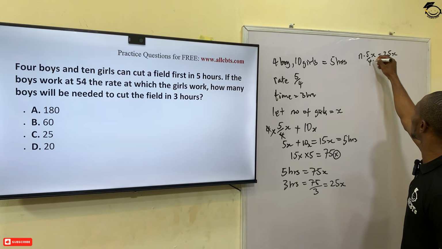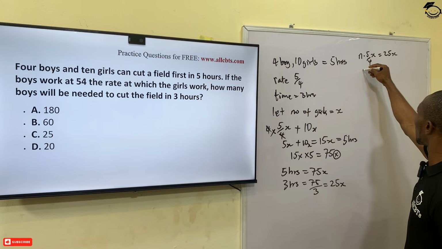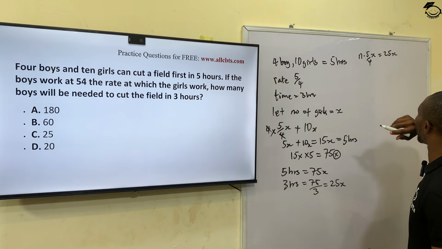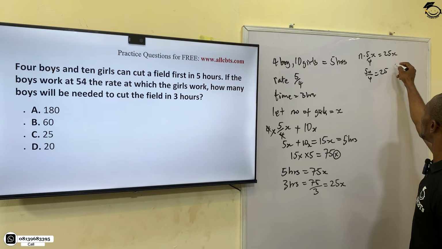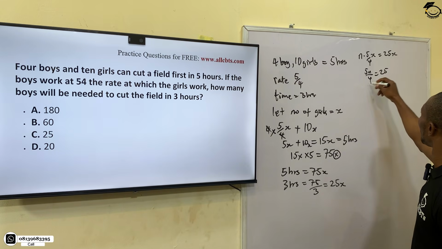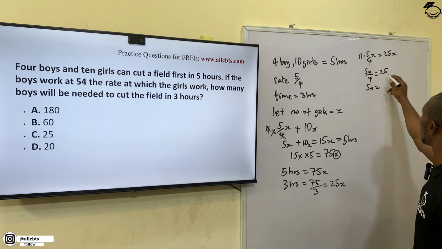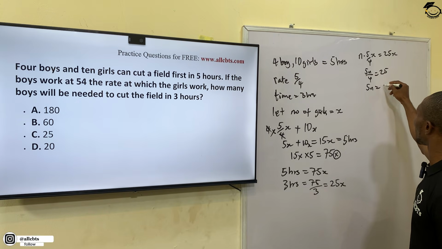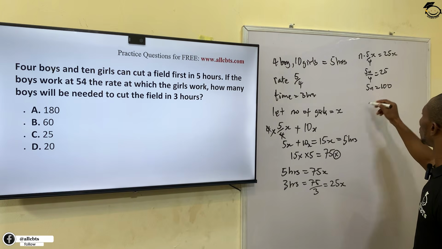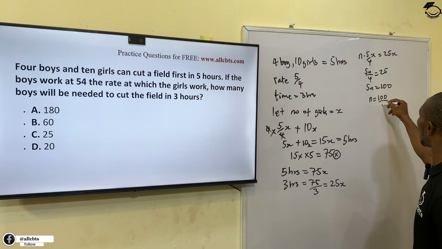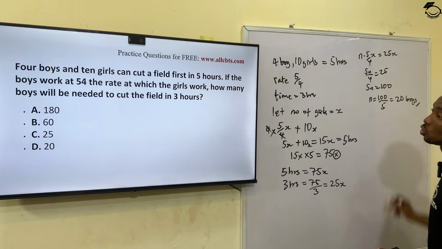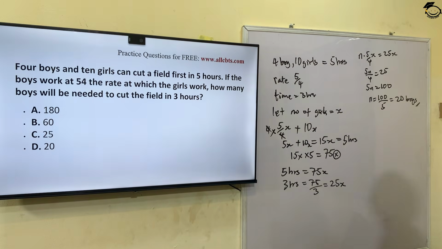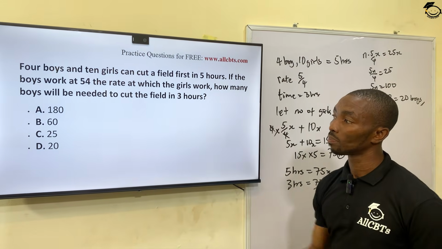Okay, so having this will give us the number of boys. Where n is the number of boys now, this will be 5n/4 equals 25. So cross multiplying, this will give us 5n equals 25 times 4, which is 100. So our n will become 100 divided by 5, which will give us 20 boys. So we need 20 boys to cut the same field in 3 hours.